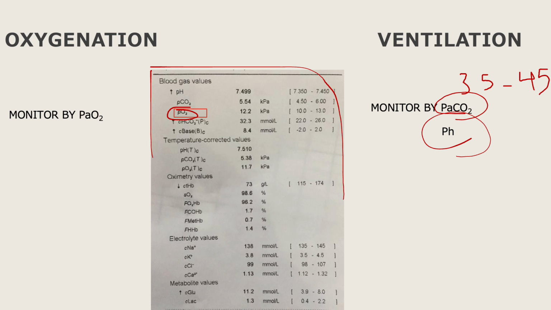And the pH, you also monitor by that. The more the CO2, the more acidosis, so the lower the pH, and that means that the patient is retaining CO2 and you need to wash it out quickly. So in that case, you may want to increase respiratory rates.